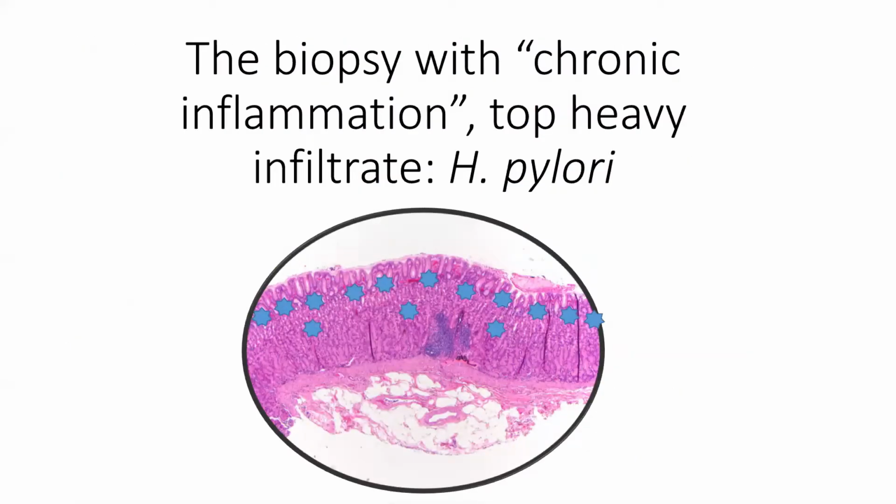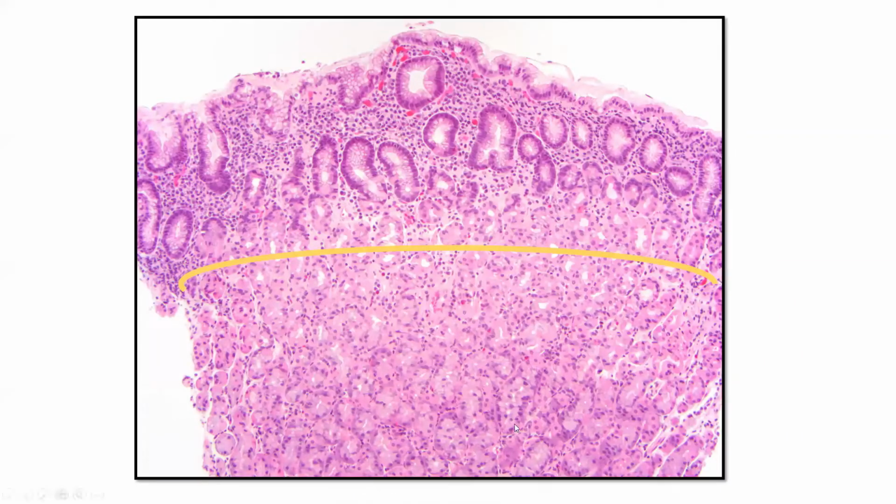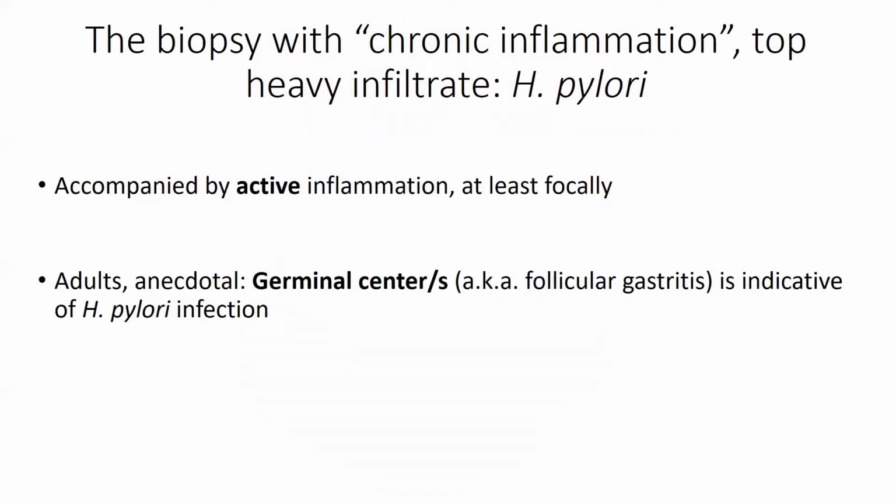So let's talk about the biopsy with chronic inflammation top-heavy infiltrate, and this is usually as a result of H. pylori in our experience. And here we can see that the top is dirty and is chock full of lymphocytes and plasma cells expanding that top lamina propria, and then the bottom is clean and it looks like normal oxyntic glands without an inflammatory infiltrate separating the oxyntic glands. Now, typically in the setting of H. pylori, there is at least focal active inflammation.